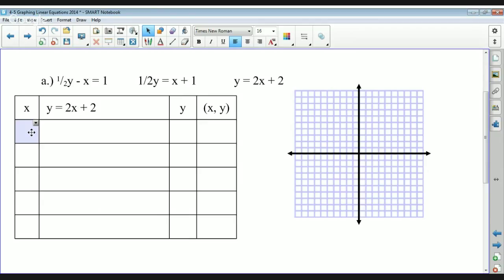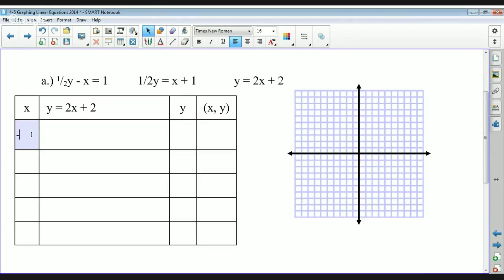So for this example, I'm going to pick out 2 negatives. I'm going to have -2 as one example. Then I'm going to also have -1. I also want to have 2 positives so I can see what it does on the right side. So I'll make it 1 and 2. And the most important thing that you want to be able to see is what happens to our graph as it crosses the y-axis when x equals 0. So I have 2 to the left of 0, 2 to the right of 0, and 1 right on 0.